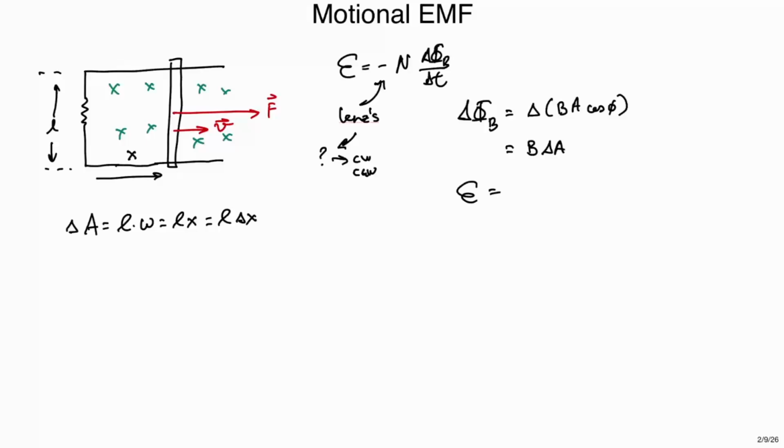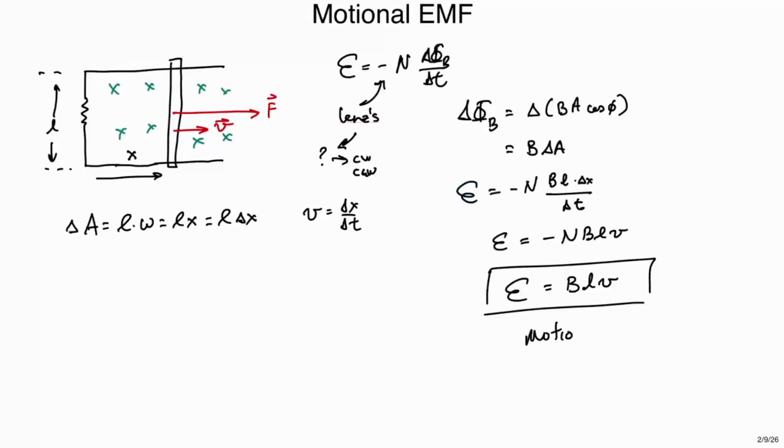So now I plug this into Faraday's law. It's negative N. There's only one loop here, but I'll leave N in case we have more than one loop. And then it's B times L times delta X all over delta T. So the delta T came from Faraday's law. My change in flux was B times delta A, and delta A is L times delta X. Okay, now that I've told you the answer, what is delta X over delta T? So this is negative N, and we usually do BLV. And then we'll often just drop the N and just say BLV.